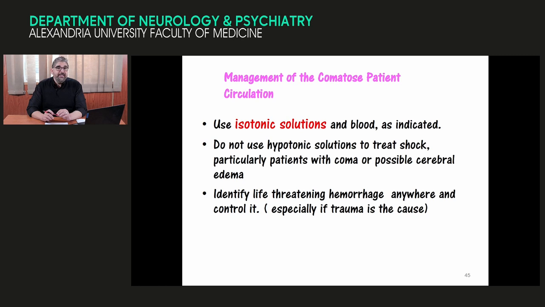And of course, if there is any life-threatening hemorrhage, either internal bleeding, internal abdominal bleeding, or external bleeding from any source, especially if the patient is coming from a car accident or trauma, we should identify this hemorrhage and replace as much as we can, either with fresh blood or even isotonic solutions until we find the blood replacement.